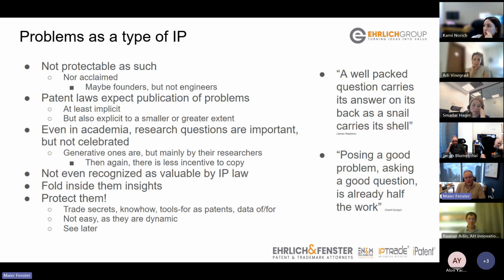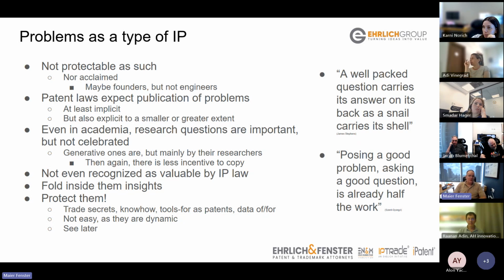The particular researcher who has a generative problem is very proud of it because it means they're going to have work forever. And I believe that it's less common for researchers to steal a problem from one another because the best they can do is be like the other researcher. In any case, IP law does not recognize problems as being valuable, even if the problems have folded inside of them all sorts of insights.